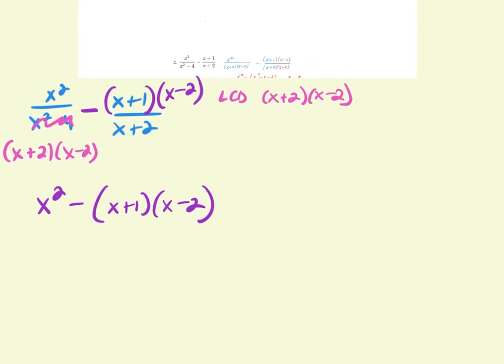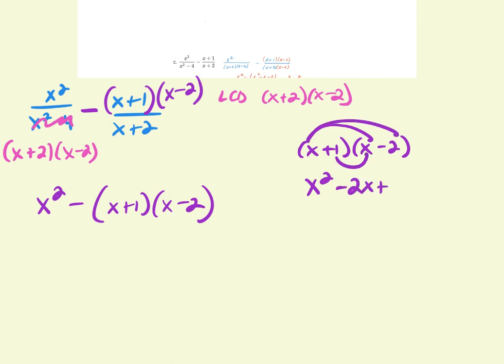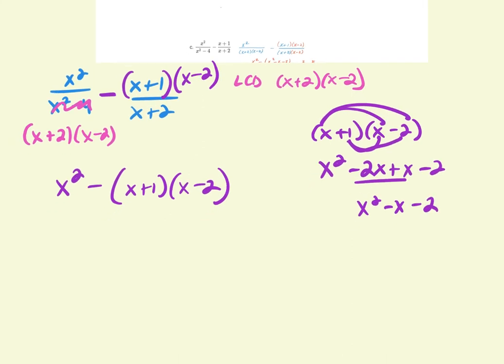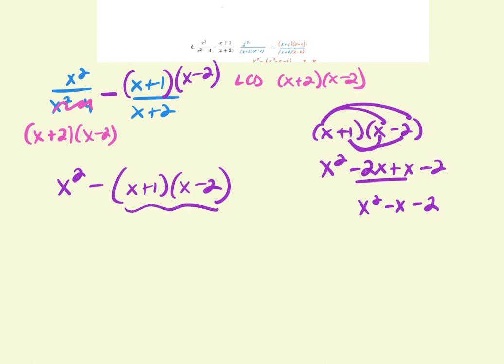So to FOIL x plus 1 and x minus 2, I do first: x times x is x squared. I do x times negative 2, negative 2x, positive 1 times x, positive x, and positive 1 times negative 2, negative 2. And then combine these like terms: x squared minus x minus 2. So that's the result of this whole product.